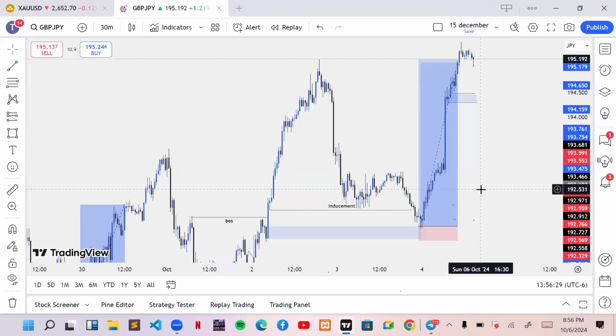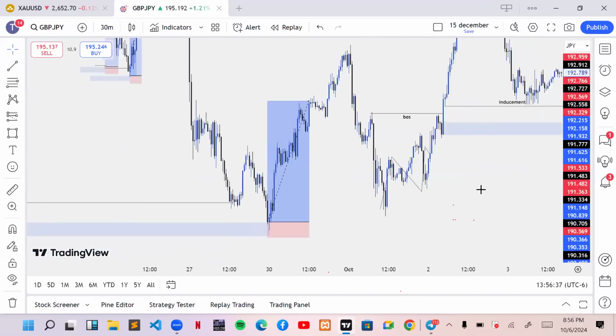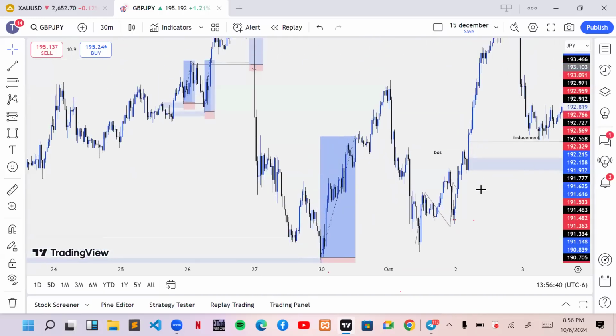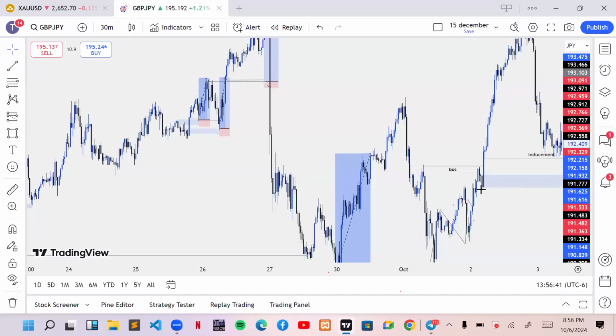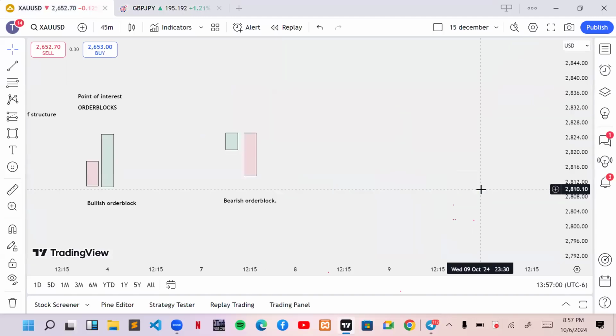Market structure, liquidity, and then point of interest. In the market structure part, you look out for your market structure shifts or your break of structure. In the liquidity part, you look out for the inducement, which is the first pullback that the market makes after a break of structure or a market structure shift. And then for your point of interest, if you're using order blocks, there's the bullish order block and the bearish order block. Depending on what you're looking for, it tells you which one to take your trade from.